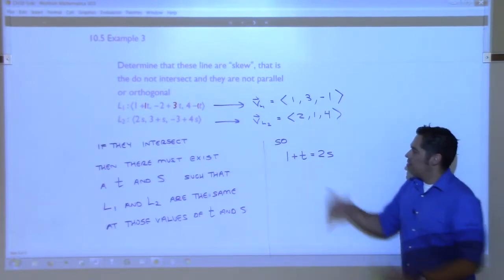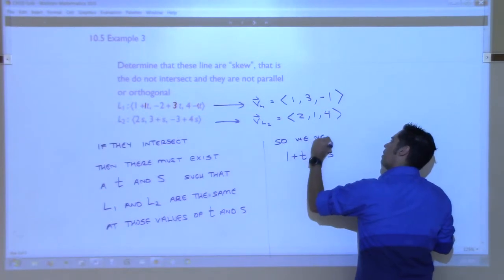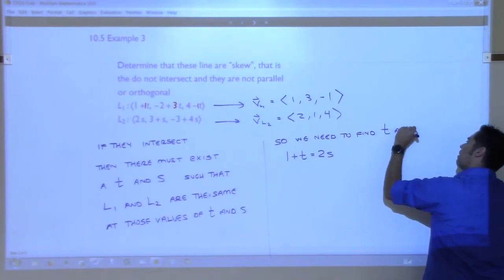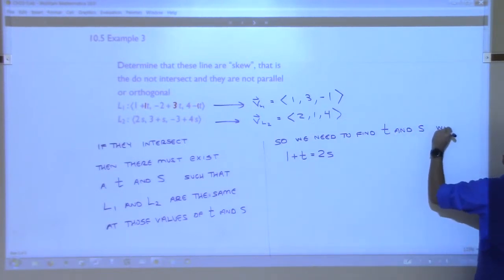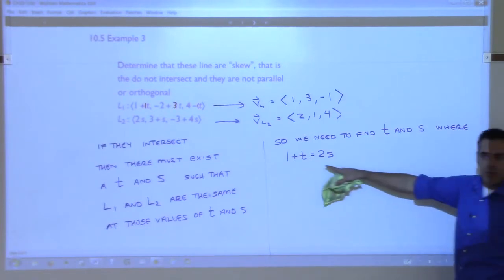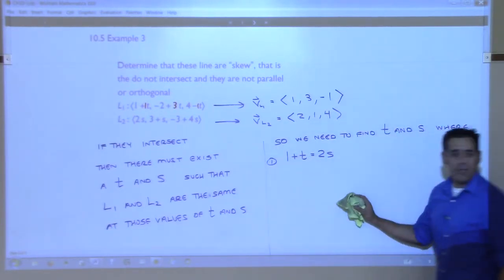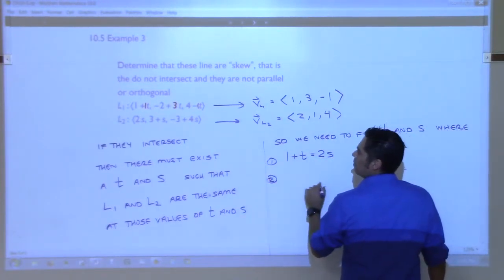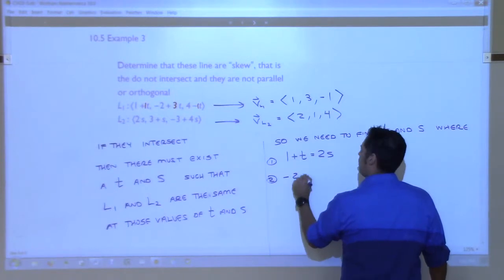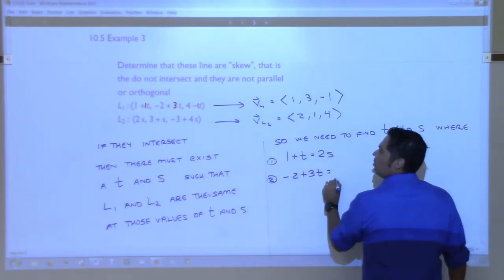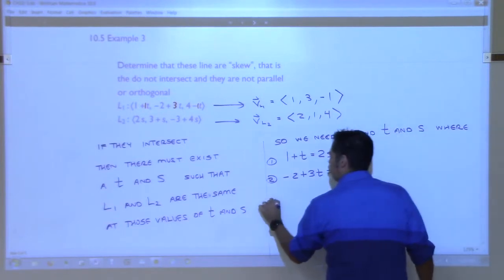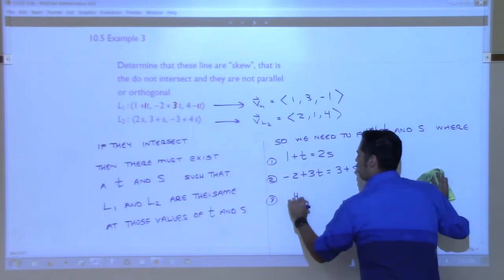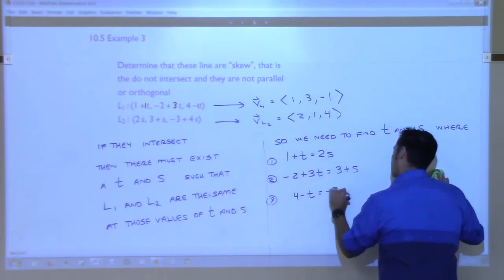So we need to find t and s where that will be true. I'm going to call this number 1. We need number 1 to be true. We also need number 2 to be true: negative 2 plus 3t must equal 3 plus s. And we need one last condition, for the z components to match: 4 minus t must equal negative 3 plus 4s.